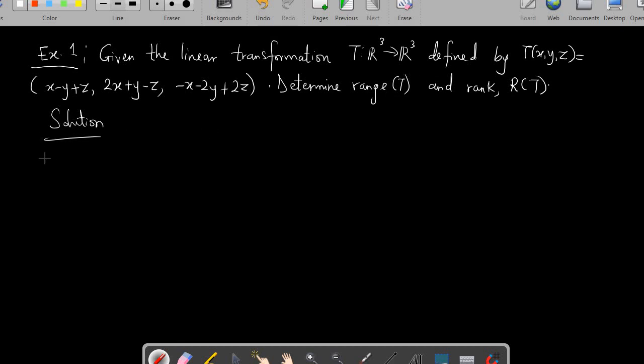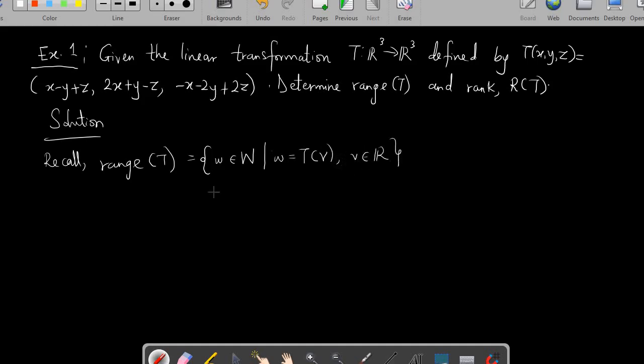To find your range, recall, what did we say range is? Let me define the general one first. We said that W, which must be an element of capital W, such that W equals T of V, for any V which is an element of the domain. So we defined our range as this. Now if you compare the definition of this range to what you have in the question, the first thing is you want to let your W be equal to ABC. This is the first step to take.